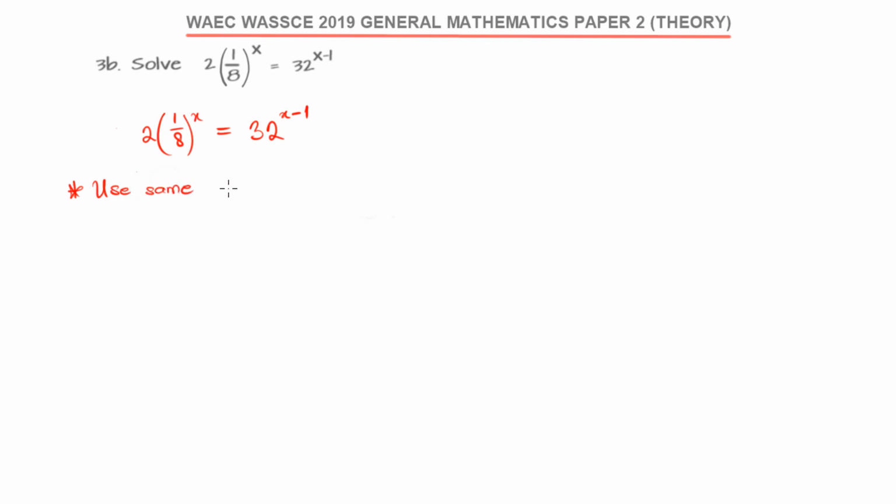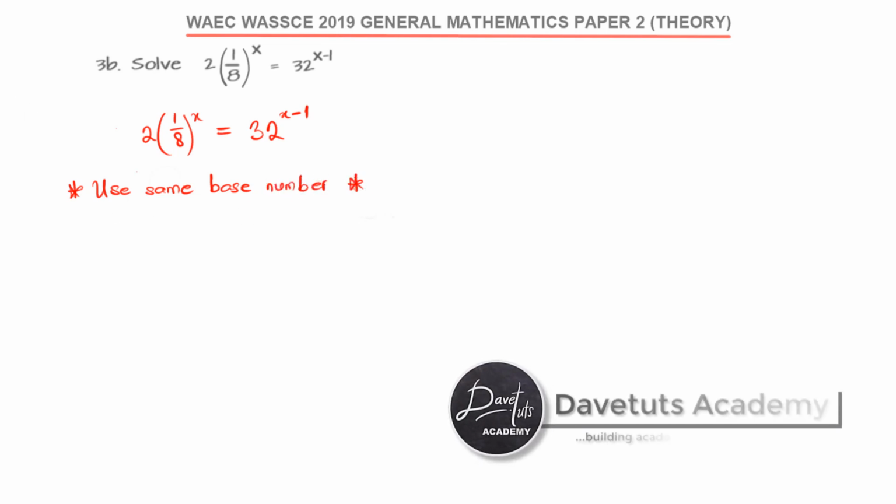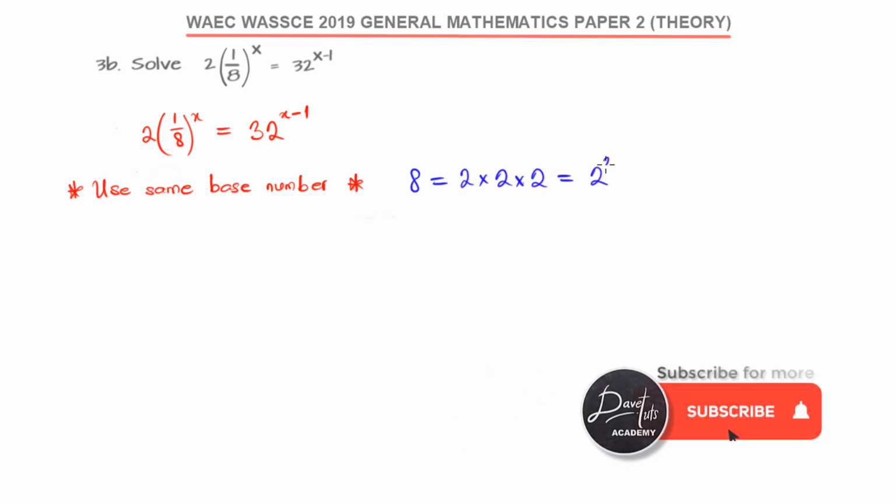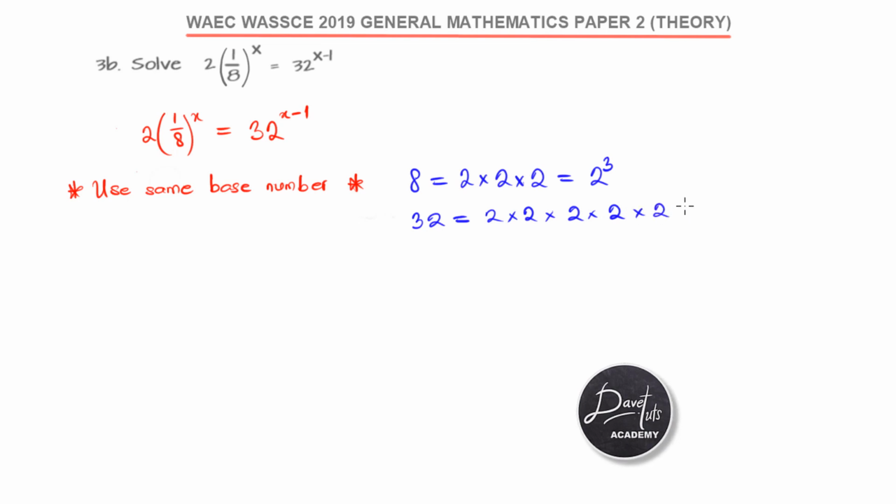If we are very observant, we will see that this will amount to 2 raised to some powers. First and foremost, we should aim at using the same base, since we have identified that this is a problem in indices. So 8 is 2 times 2 times 2, which is 2 raised to the power 3. Then 32 is 2 multiplied by itself 5 times, and that is 2 raised to the power 5. So instead of writing 8 and 32, we can write 2 raised to the power 3 and 2 raised to the power 5 in our equation that we are trying to solve. Okay?